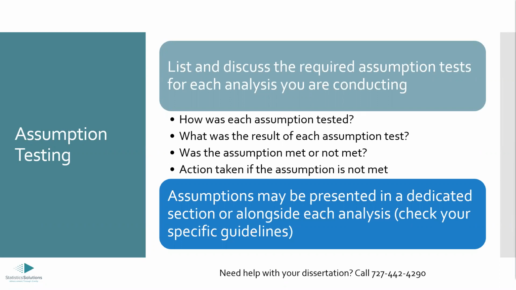So for each assumption that you need to test, you want to state how the assumption was tested. So for instance, if you are doing something like a t-test and you need to test for normality, how are you testing for normality? Are you using something like a Shapiro-Wilk test? Or are you using a graphical method like a histogram or a normal probability plot? Or are you using a different descriptive method like skewness and kurtosis values or something along those lines?